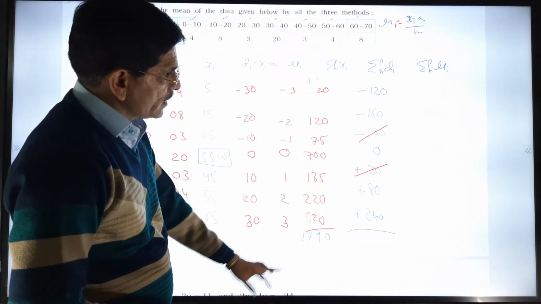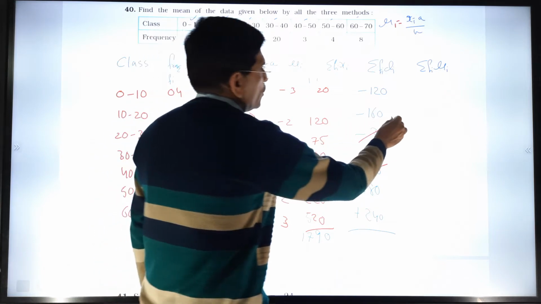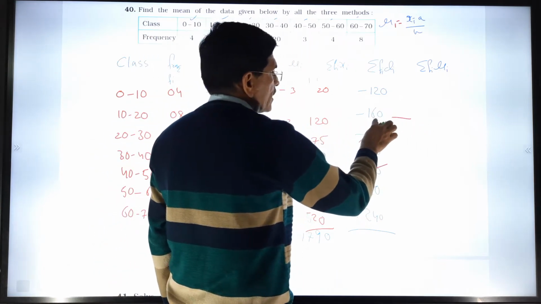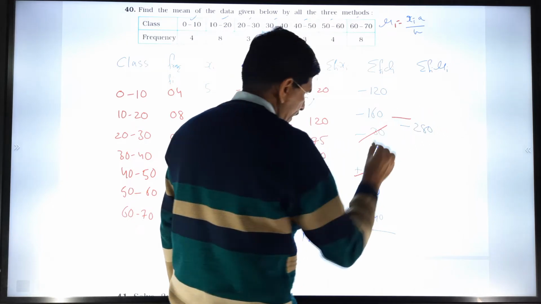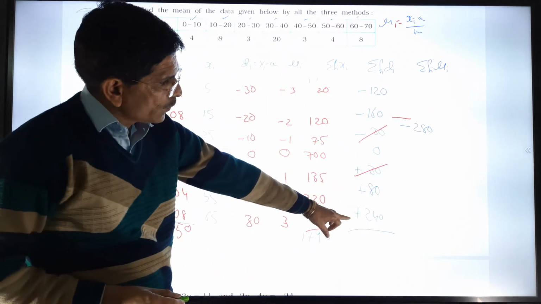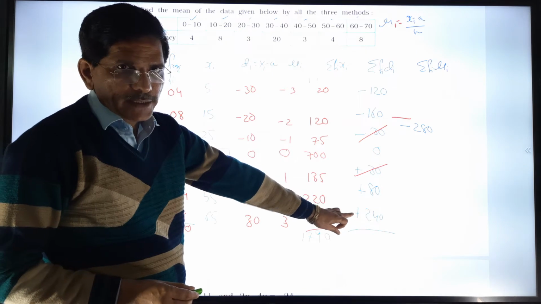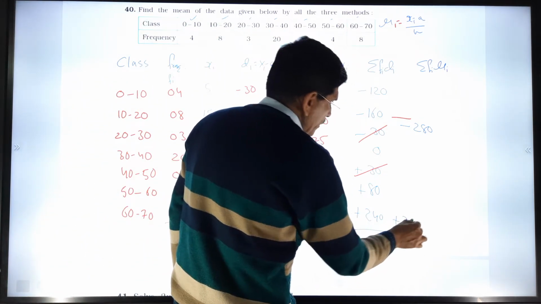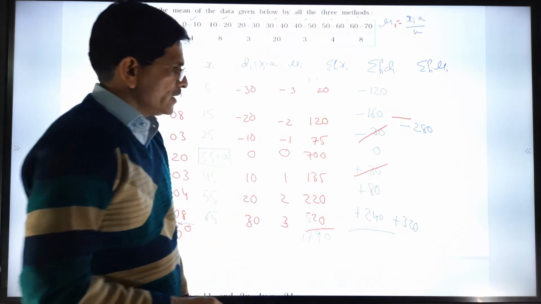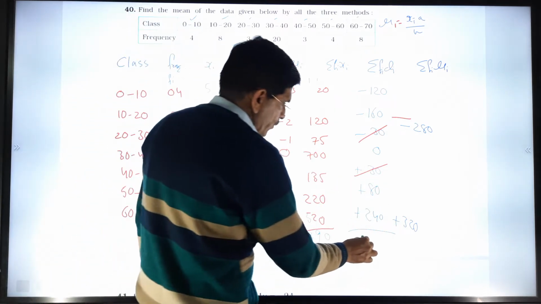Now what is the total of it? So I have to do here minus 160 minus 120. Answer is minus 280. If I do 240 plus 80, that is plus 320. So I have to write plus 320. Now the difference between these is what? 40. So I have to write 40 here.